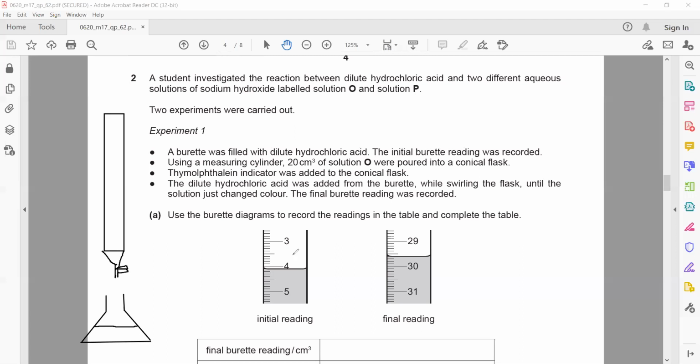Now the question is, using the burette diagram, record the reading in the table and complete the table. What is the initial burette reading, the starting burette reading? We read the lower meniscus, that's 4.1. What is the final burette reading?